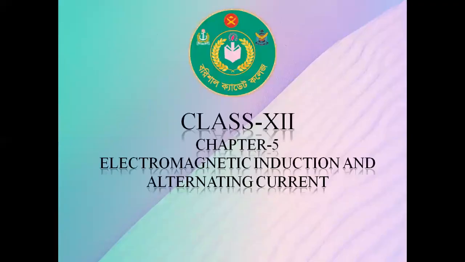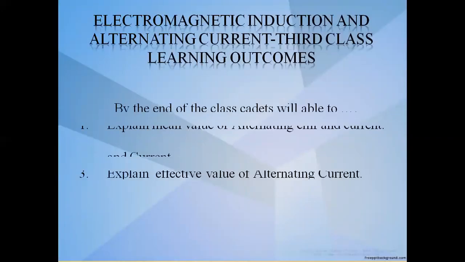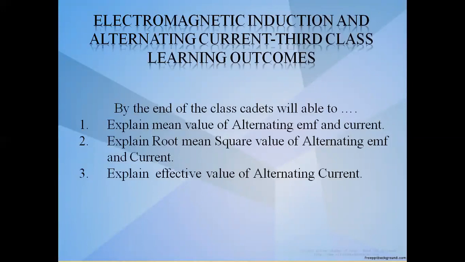Today we will discuss chapter number 5, the name of the chapter is electromagnetic induction and alternating current, and obviously this is the third class. By the end of today's class you must be able to, number one, explain the mean value of alternating EMF and current. Number two, explain the root mean square value of alternating EMF and current, and lastly, explain the effective value of alternating current.